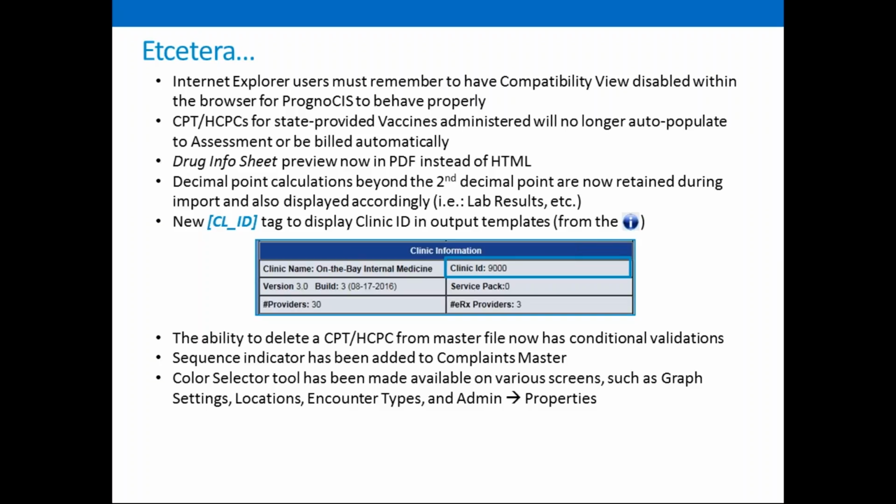The ability to delete CPT HCPCS from the master file is now conditional, so there are validations if users try to delete them. Sequence indicator has been added to your complaints master so you can sequence those. That's when you're under HPI and you're choosing your chief complaint. You can sequence those so your most frequently used are on the top. Color selector tool has been made available throughout, wherever colors are used, to make it easier to choose the color.